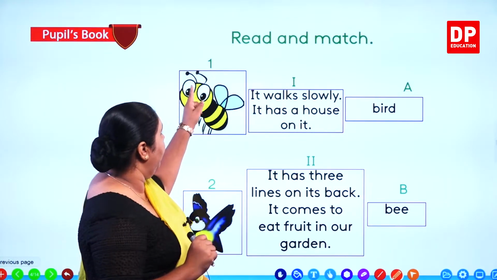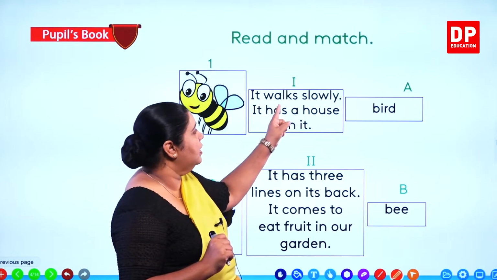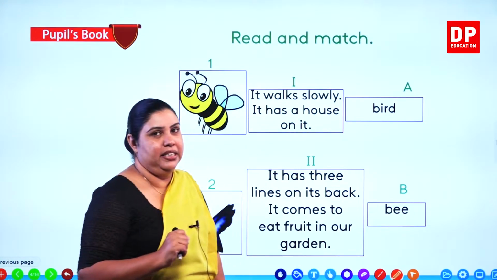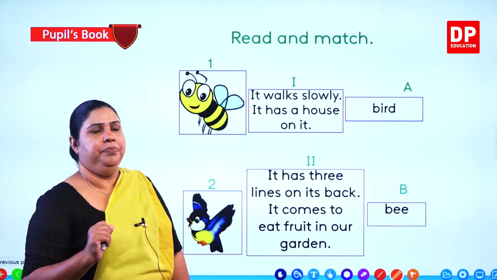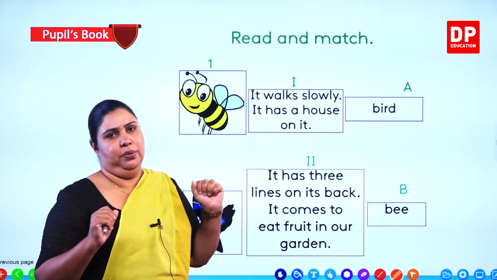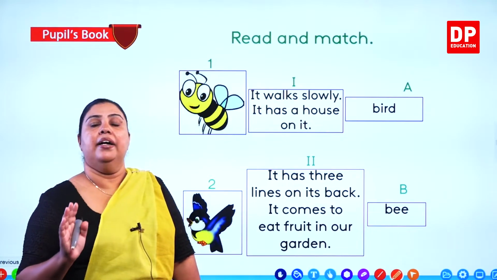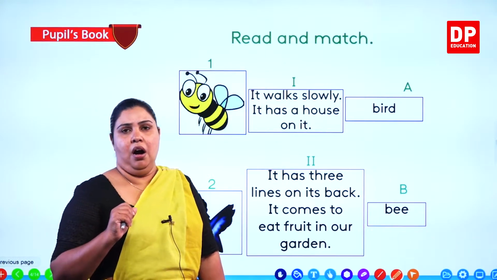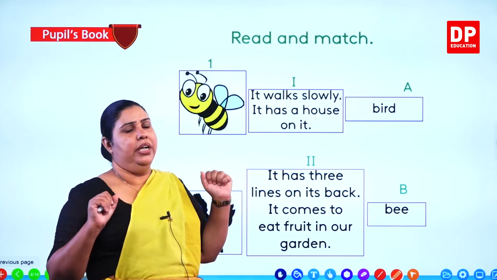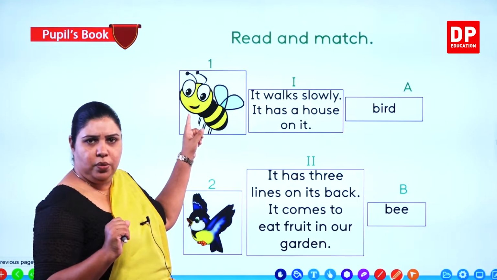Let's see. Now here number 1. Then we have number 1 here. It walks slowly. It has a house on it. Now what is that? It walks slowly. It has a house on it. Who is this? Now does this little bee walk slowly?